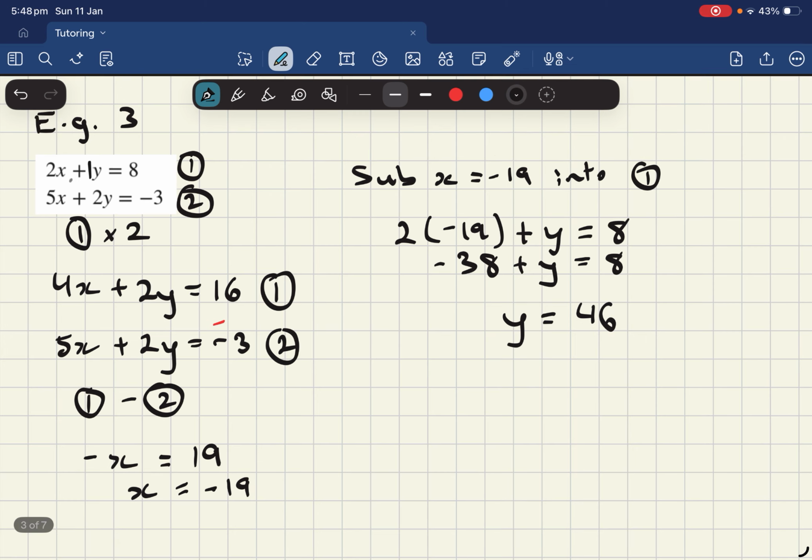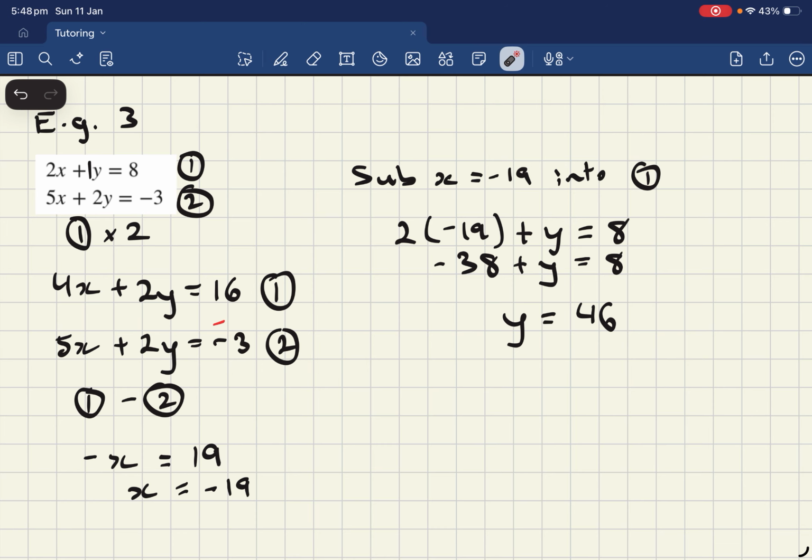So with this particular example, it wasn't as easy as the other two in the sense that we had to multiply one of the equations by something in order to make a pair of the same coefficients. Once they are the same, only then can we eliminate.